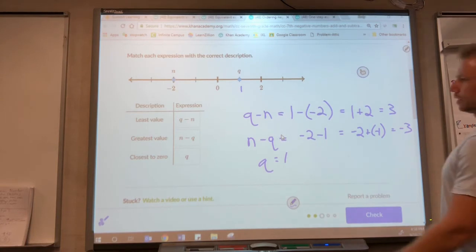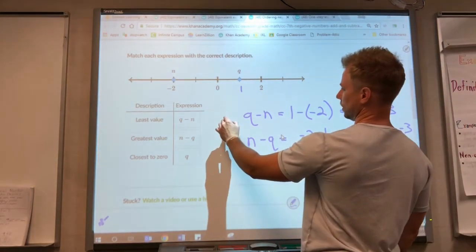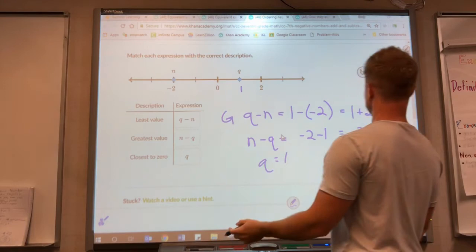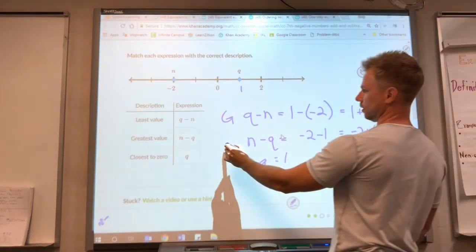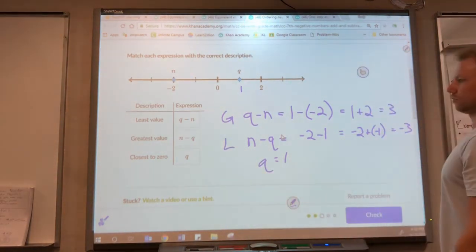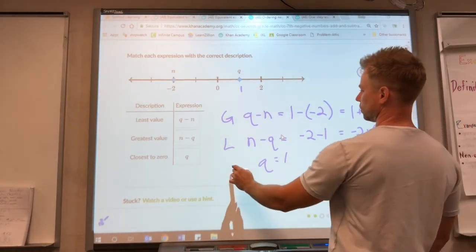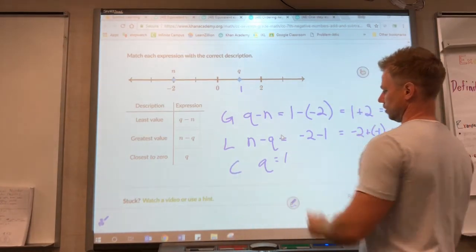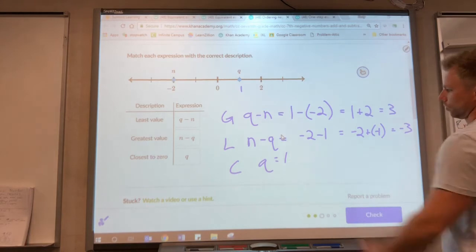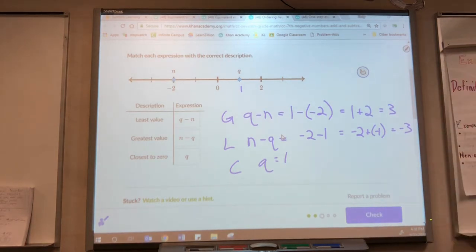Okay, so the greatest would be 3. The least would be negative 3. And the closest to 0 would be 1, because that's only 1 away. Those are both 3 away from 0.